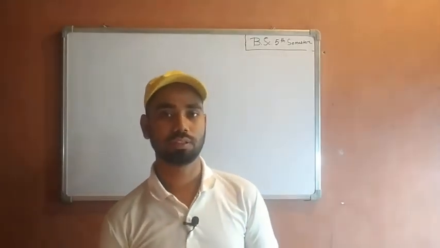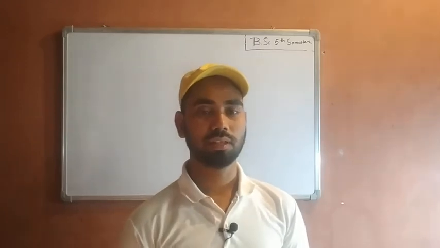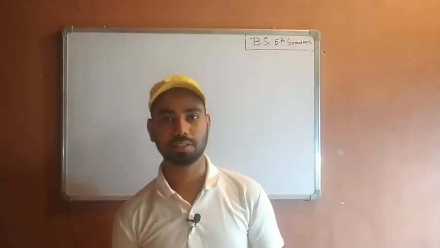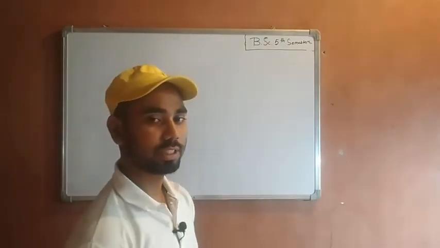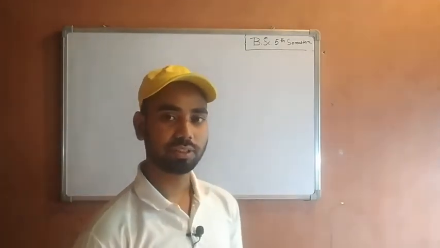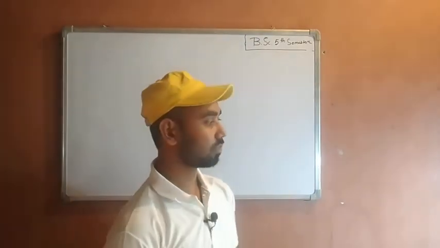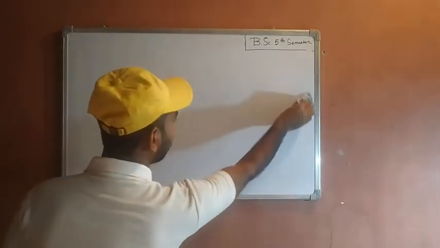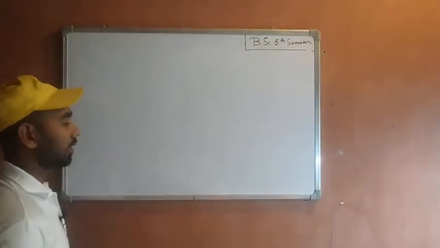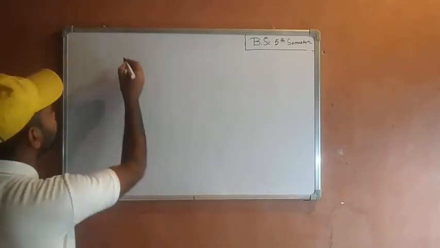Now today I am going to discuss spherical trigonometry. This chapter is in the degree 5th semester general mathematics. Today's topic is the relation between three sides and two angles, or shortly say the sine cosine formula. Today I am going to establish the sine cosine formula. Look at the board.